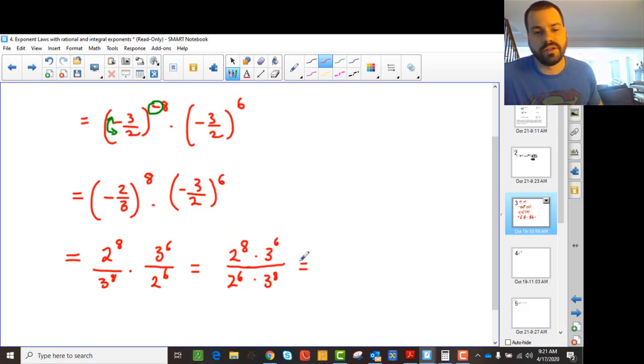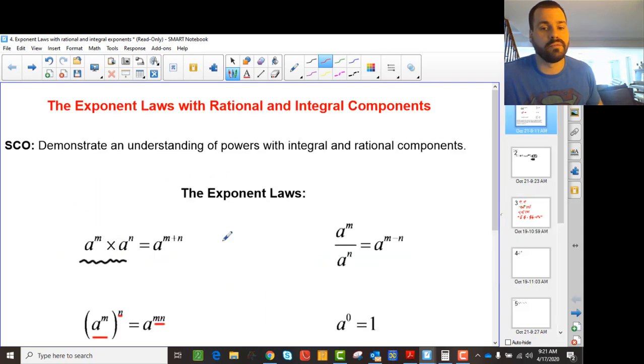So what that allows me to do is just subtract the exponents. So I have 2 to the 8 minus 6 times 3 to the 6 minus 8. Again, looking back at our laws, I'm looking at this law now. I have a to the m divided by a to the n. All right, the bases are the same with the 2, and then the bases are the same with the 3. So I'm just going to subtract the powers.